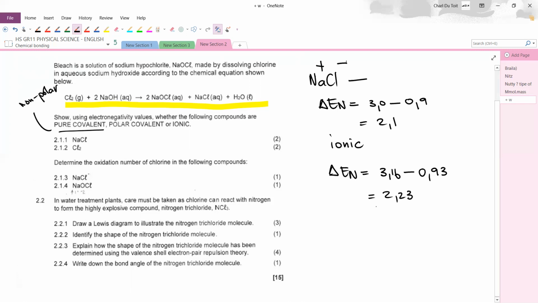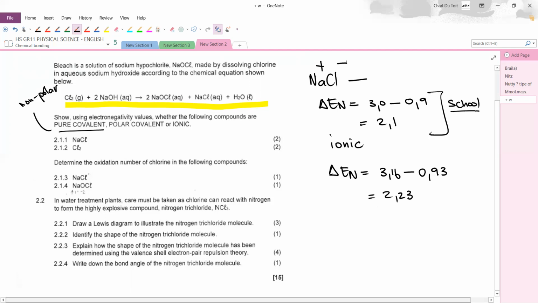So can you see? This is your school periodic table. This is a proper periodic table that doesn't round off the values. So in the proper periodic table, I have 2,23. That's why I'm saying those values are slightly rounded off. Do you understand?